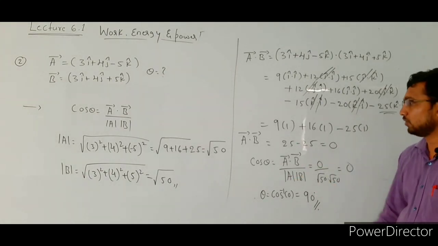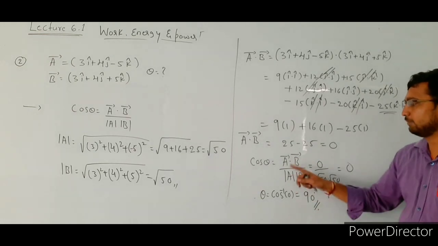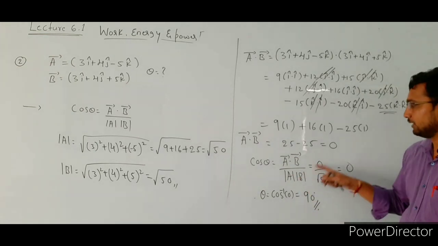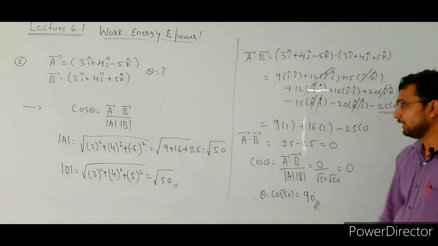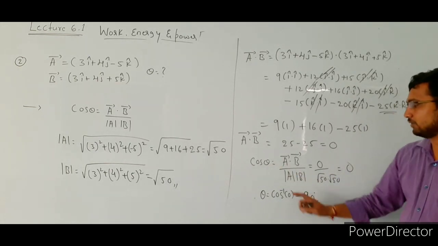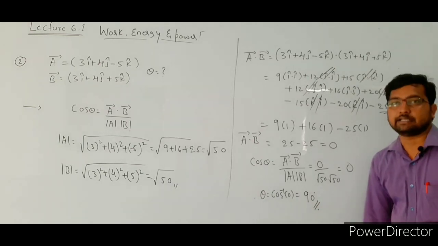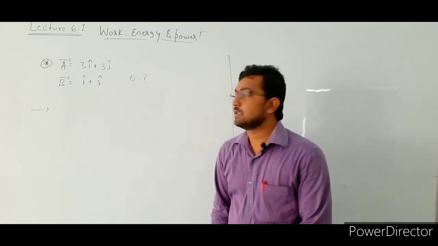Then cos theta is equal to a vector dot b vector divided by magnitude of a into magnitude of b. So here its value is 0 by root 50 into root 50, its value is 0. If theta is equal to cos inverse of 0, then angle is 90 degree. Angle is 90 degree. Okay, see the next one.